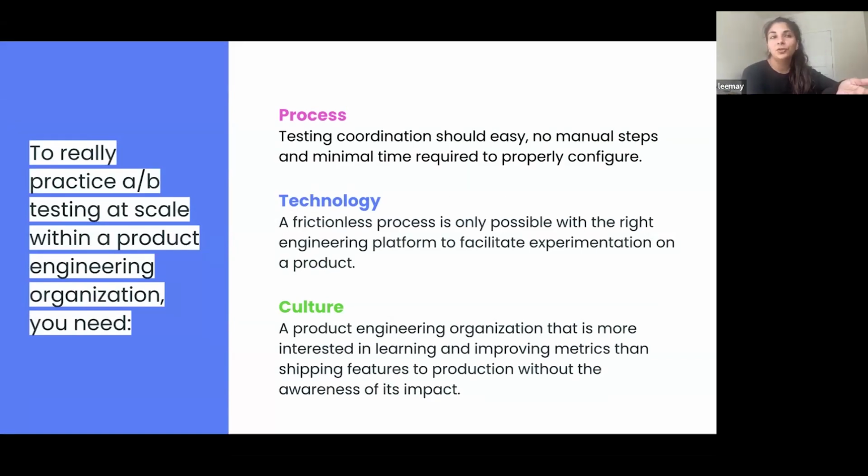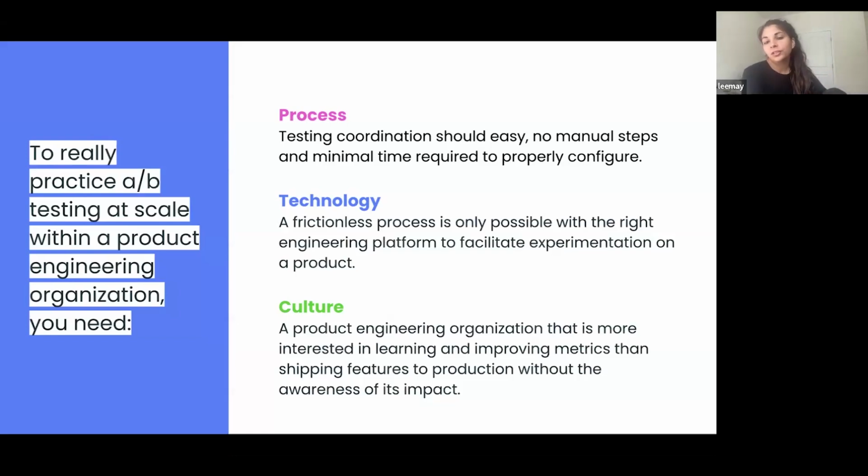If the process to do what I just said is tough, if it's hard to coordinate a test, teams aren't going to run A/B tests. They're going to bypass that step. So process is very important. It needs to be self-service. It needs to be clear how to set up an experiment. It needs to be clear how to set up a valid experiment, not just any type of experiment, because if it's not valid, if it's not trustworthy, you're going to be making decisions based on untrustworthy data. Then there's obviously the technology piece, and then finally culture.